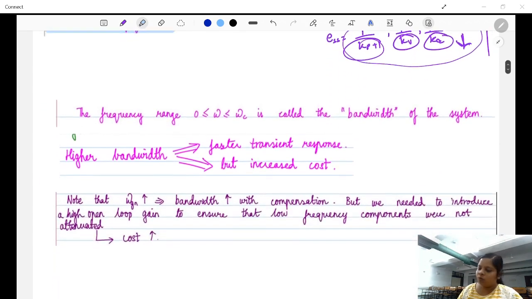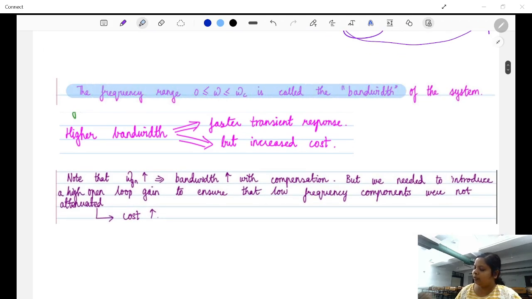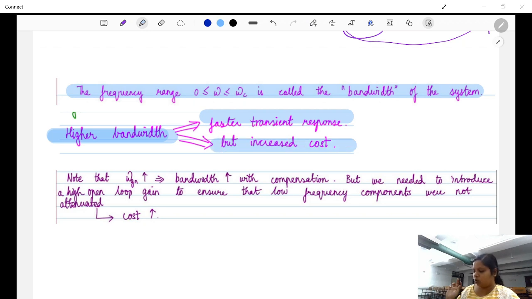Okay. So we read that the frequency between zero and cutoff frequency is called bandwidth of the system, right? So if the bandwidth is higher, bandwidth being higher means omega c is much higher. If omega c is much higher, that means that we have a faster transient response because the bandwidth has increased, but it leads to an increase in cost. Okay, so we want a system with higher bandwidth, but that leads to an increased cost, and we definitely want to have a faster transient response as well.